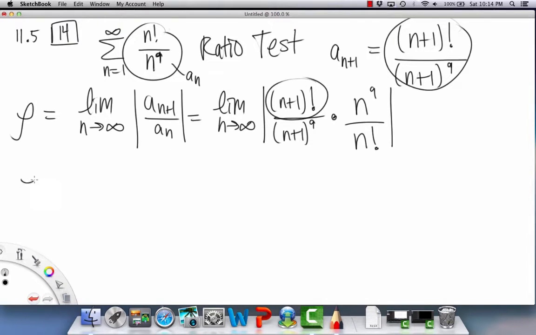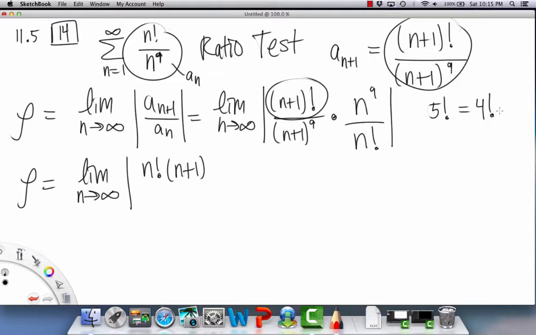So we have rho equals, and I'll just rewrite the limit, and then I'll explain something pretty important about whenever you have factorials. In essence, this (n plus 1) factorial breaks down into n factorial times the next term, which is n plus 1, right? That's similar to saying 5 factorial is the same as 4 factorial times 5, if that makes sense in terms of actual numerical values. But that's the concept here.